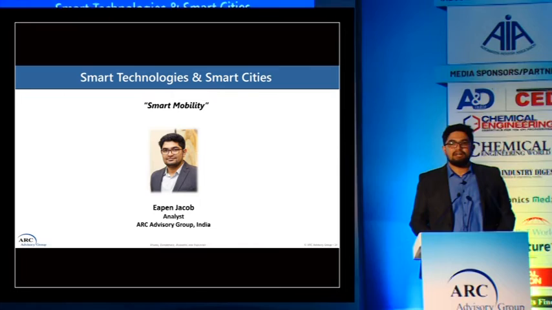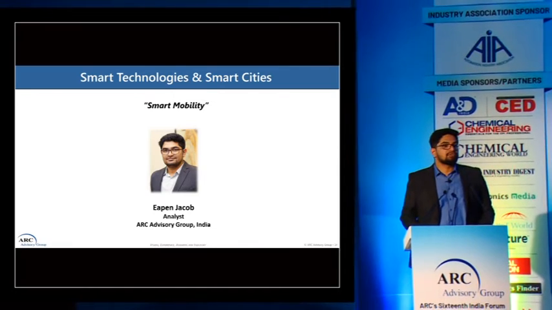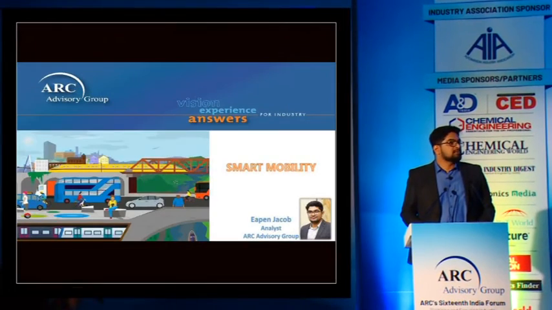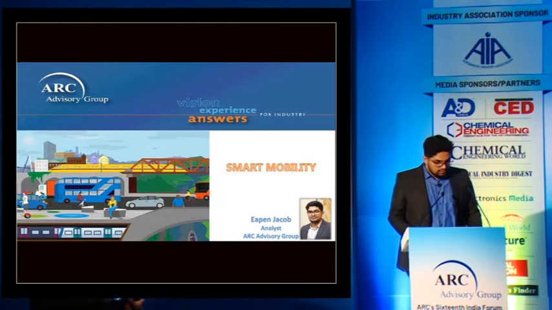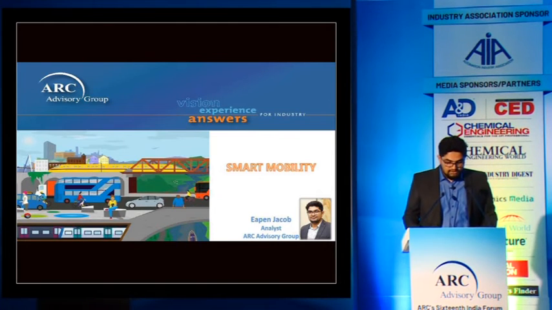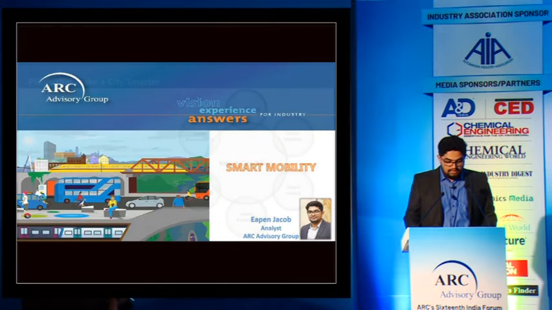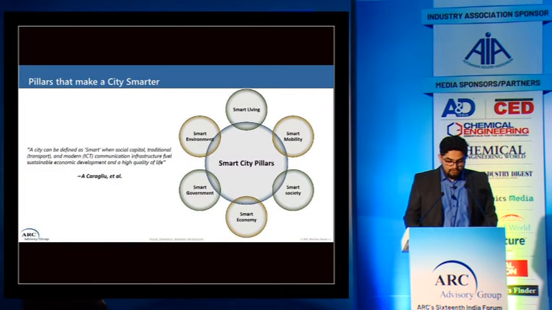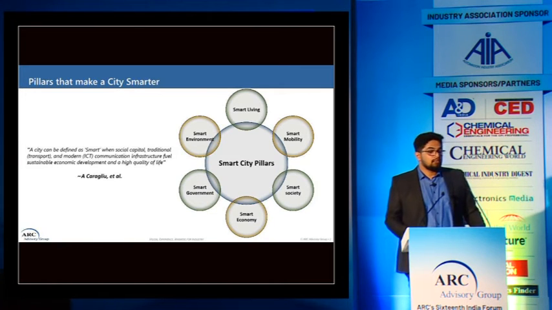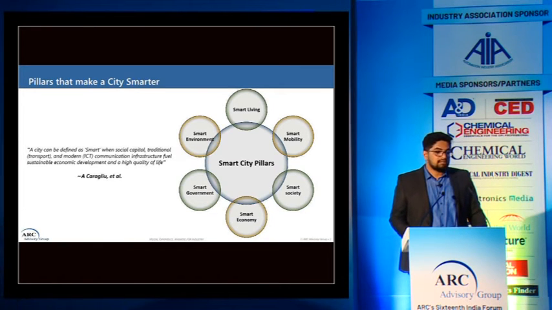Good evening, all. Thank you, Arnab and Jyoti, for that excellent speech on smart city. So first of all, I would like to define what is a smart city. A city can be defined as smart when social capital, traditional, and modern communication infrastructure fuel sustainable economic development and high quality of life. There are 6 major pillars for development of a smart city: smart living, smart environment, smart mobility, smart society, smart economy, and smart government. Today I'll be discussing smart mobility.